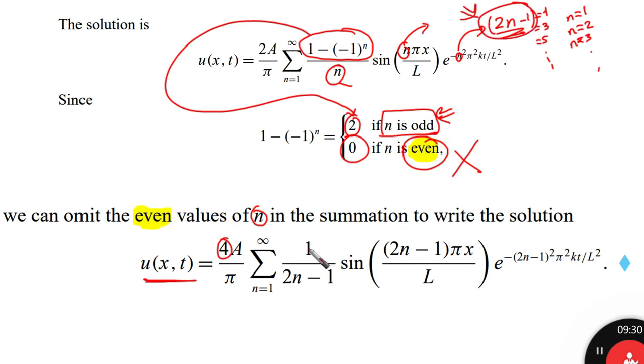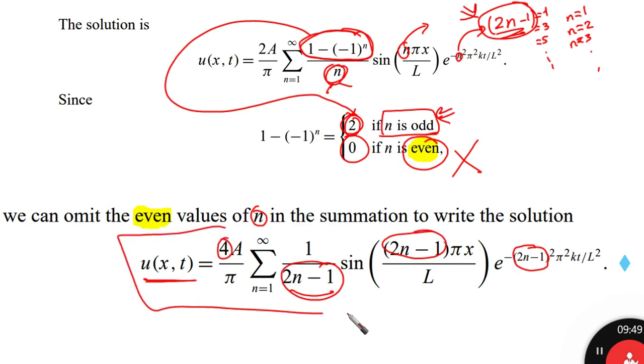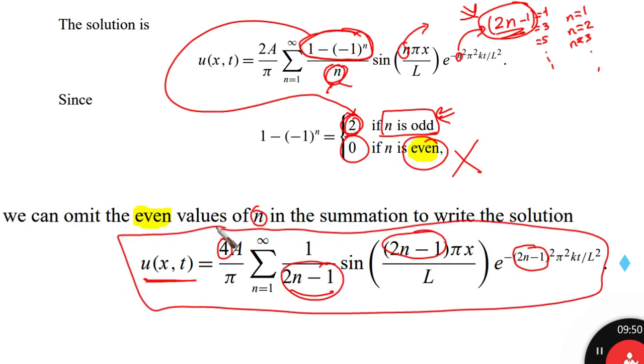So we removed this part which is only giving us 2, and we replace every n with 2n minus 1, as you can see here in the solution. This is 2n minus 1 and everything is the same. Okay, so this is considered to be our solution.